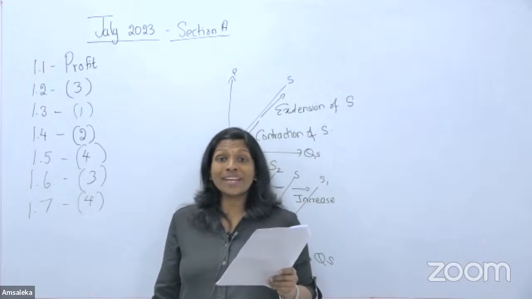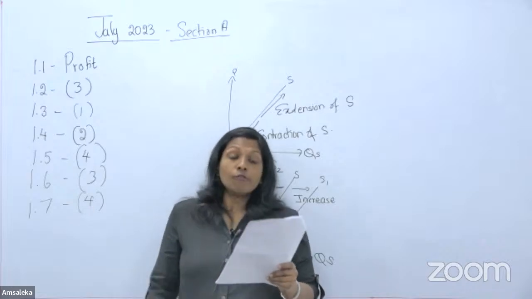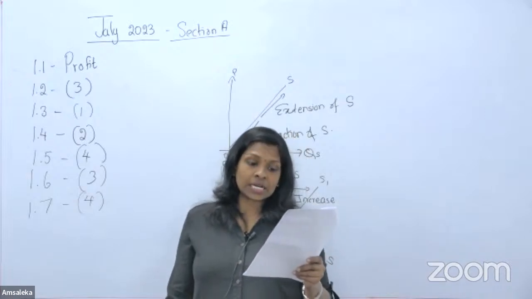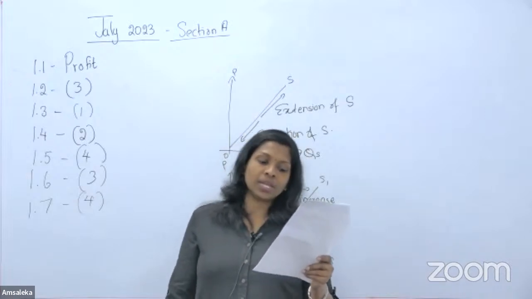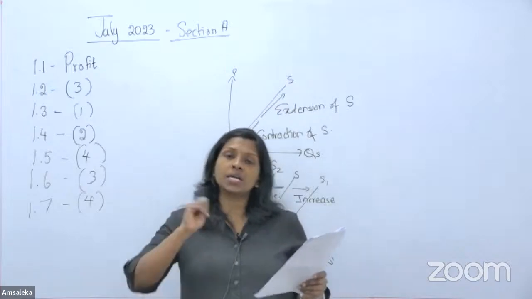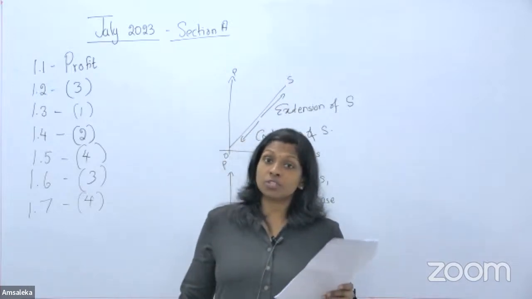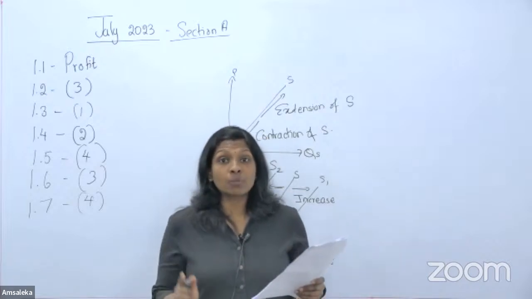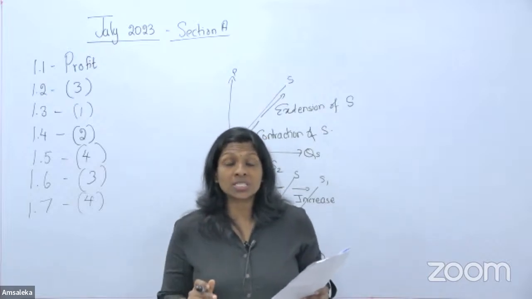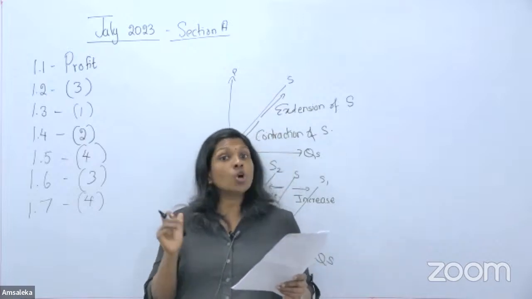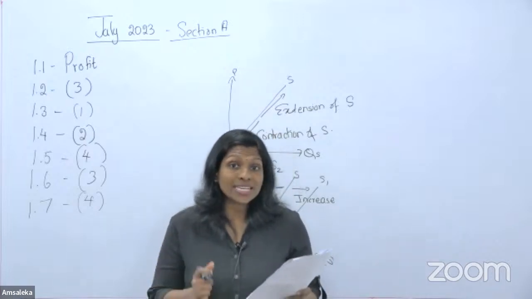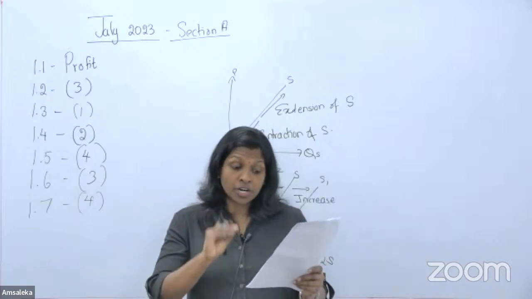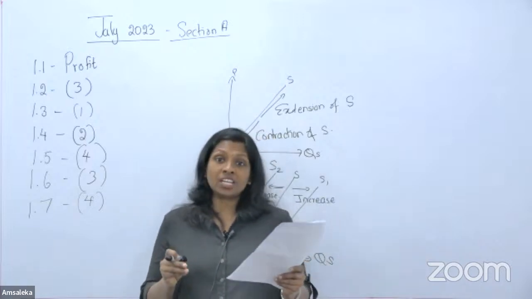Okay, now 1.8. Which one of the following is correct regarding a firm in a perfect competitive market? Actually, there are 4 types of market we learned. One is perfect competitive, another one monopoly, another one monopolistic competition, and the last one is oligopoly. Now this question is related to the firm in a perfectly competitive market.